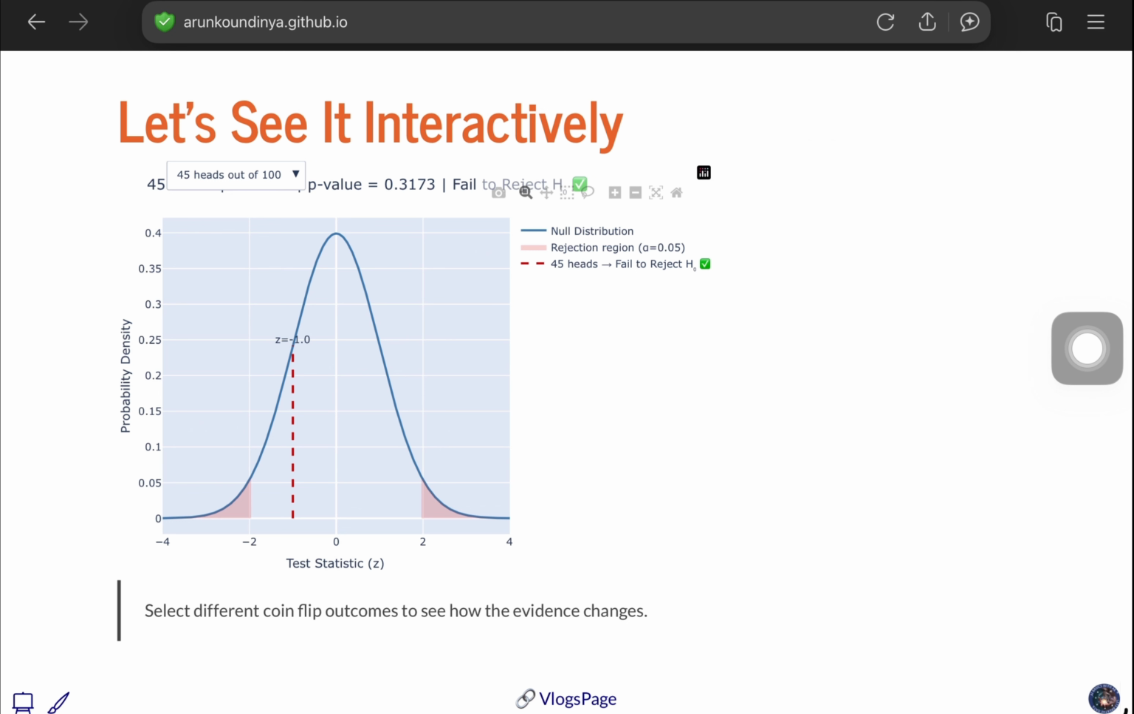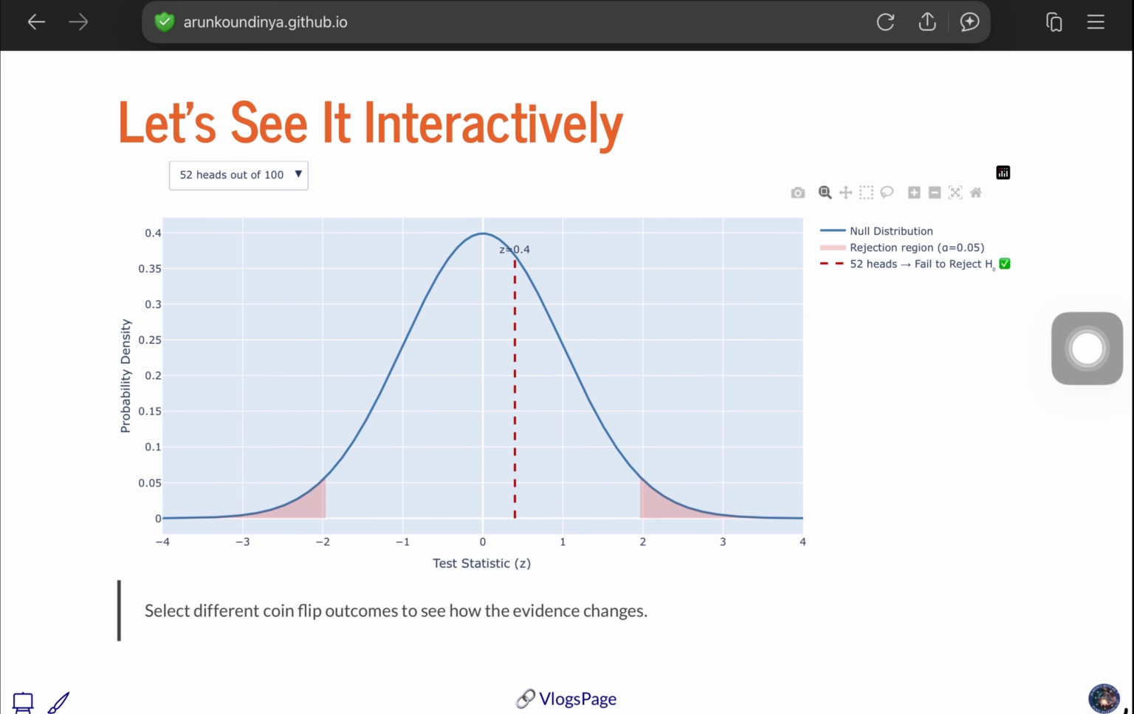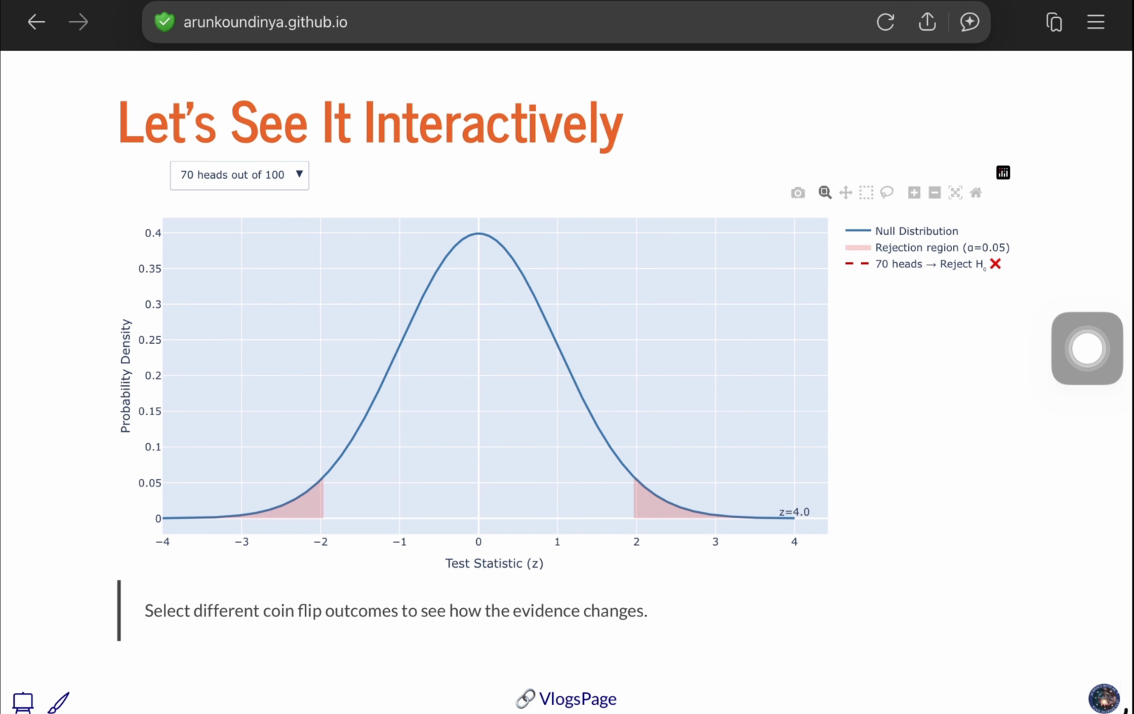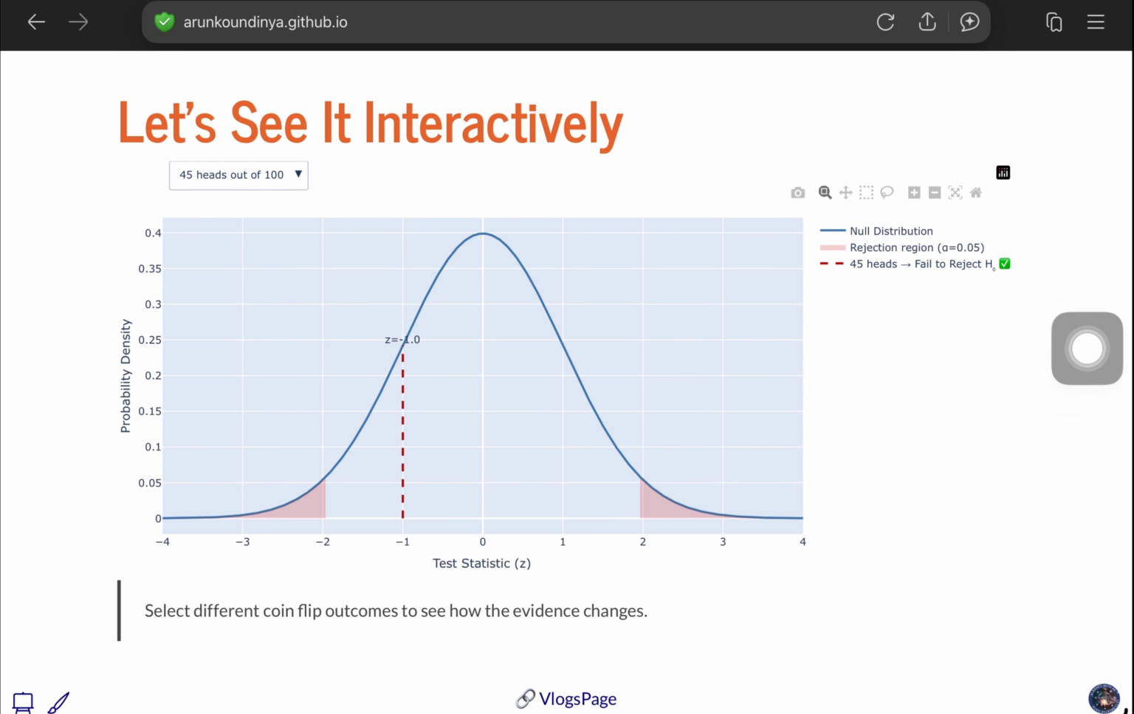So here you can see that for 45 heads out of 100, the z value is in between here, but my threshold falls on the extreme left-hand side in the shaded area, so we are unable to reject it. But as I increase it, still I am unable to reject it. But as I got 62 heads, I am able to reject it. And 70 heads, I'm still able to reject it because I can't see the red mark here, but it's actually under the blue line.